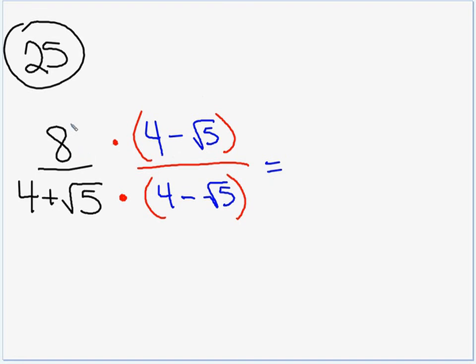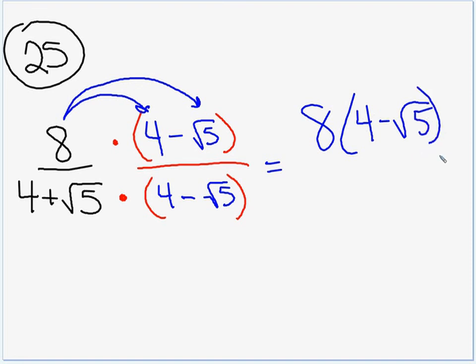Now, I've said in class, my advice is not to distribute the 8. Some of you are going to see the 8 and you're going to want to distribute across the parentheses. Let's not do that right now. And that'll make, if there is any reduction at the end, that a little simpler to deal with. Okay, so we're going to have 8 times the quantity 4 minus root 5.